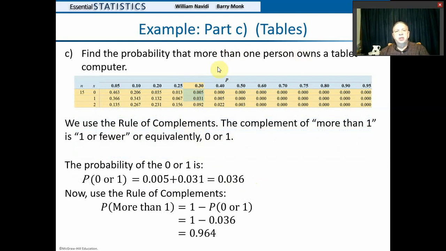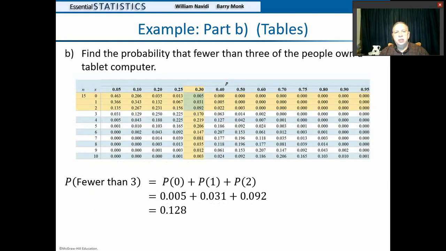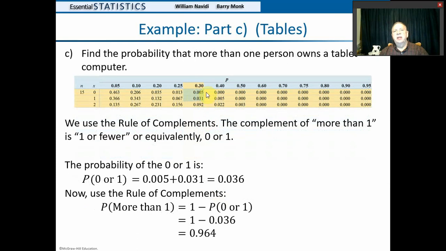So more than one person is, now this kind of shortened up the table because they were only focused on here, but again, this is going to go 0 through 15. And more than one is all of these. I could go backwards and do the 2 all the way through. Well, they didn't include this all the way to 15 either, but you would go all the way through and add those up. But in this case, it's easier for me to just add these up, the 0 or the 1, and then go 1 minus that. So this is 0.036. There's the probability of 0 and 1, and the rest, more than 1, is just 1 minus that, and that's the rule of complements.